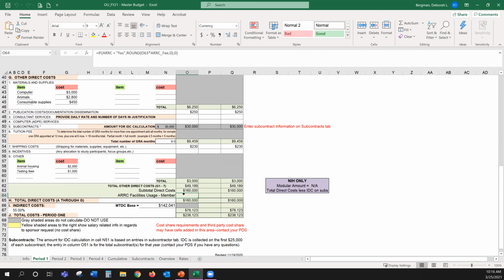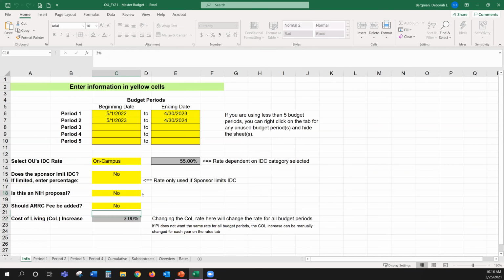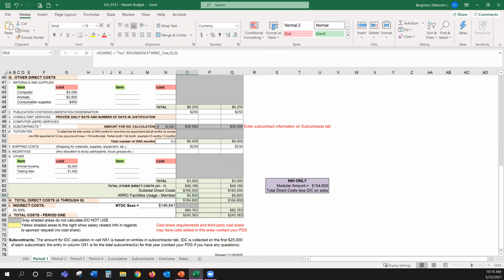On O64 here is where the ARC fee would show up if we select yes, and we can go back and say, yes, it is an NIH. And yes, we do want to include ARC fee. And so we come back here, we can see that the modular amount is 154.8 and the ARC fee was added in, it's 4,800. Okay.